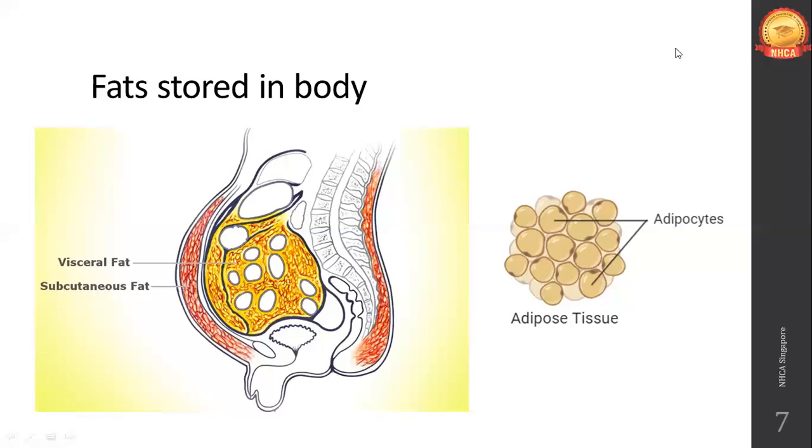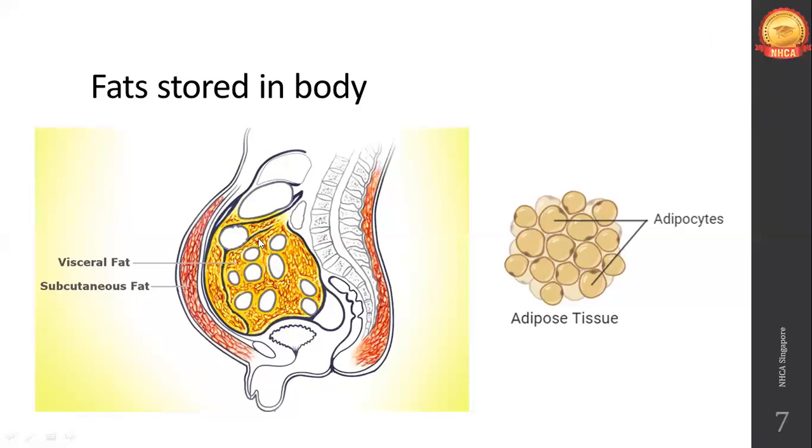Then you have visceral fat. Visceral means anything related to viscera, meaning your internal organs. So visceral fat is there to support and cushion your internal organs, to provide safety and protection to your internal organs from any blunt trauma, or just general protection as well. So that's how fats are stored in your body.